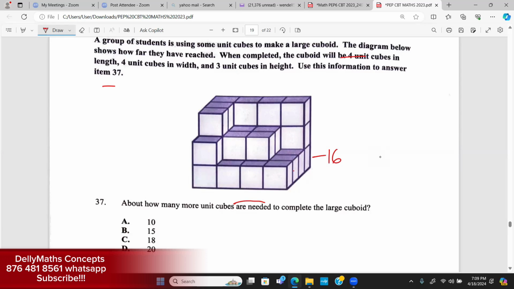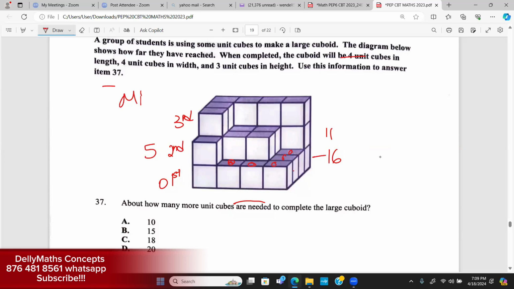Now, this is the first layer, this is the second layer, and this is the third layer. First layer, we have everything. Second layer, you could see that they're missing 1, 2, 3, 4, 5. 5 out of 16. So that means they had 11 there. So in terms of what is missing, none is missing at the first level, and 5 is missing at the second level.